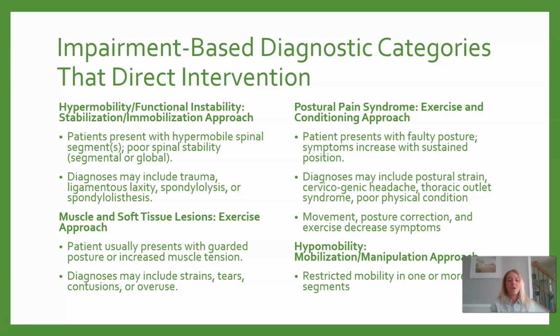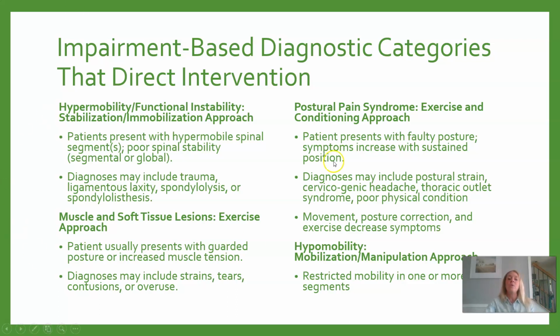If they have muscle or soft tissue lesions, again, exercise is probably going to be the best thing for them. They may have guarded posture, increased muscle tension. This could be sprains, strains, tears, contusions, overuse. And then we have postural pain syndrome. Again, exercise and conditioning for these patients. They have poor posture. Symptoms get worse when they maintain that posture for long periods. So this could be postural strain, cervicogenic headaches, thoracic outlet syndrome, or just overall poor physical condition. So again, movement, posture correction, exercise is going to decrease their symptoms.